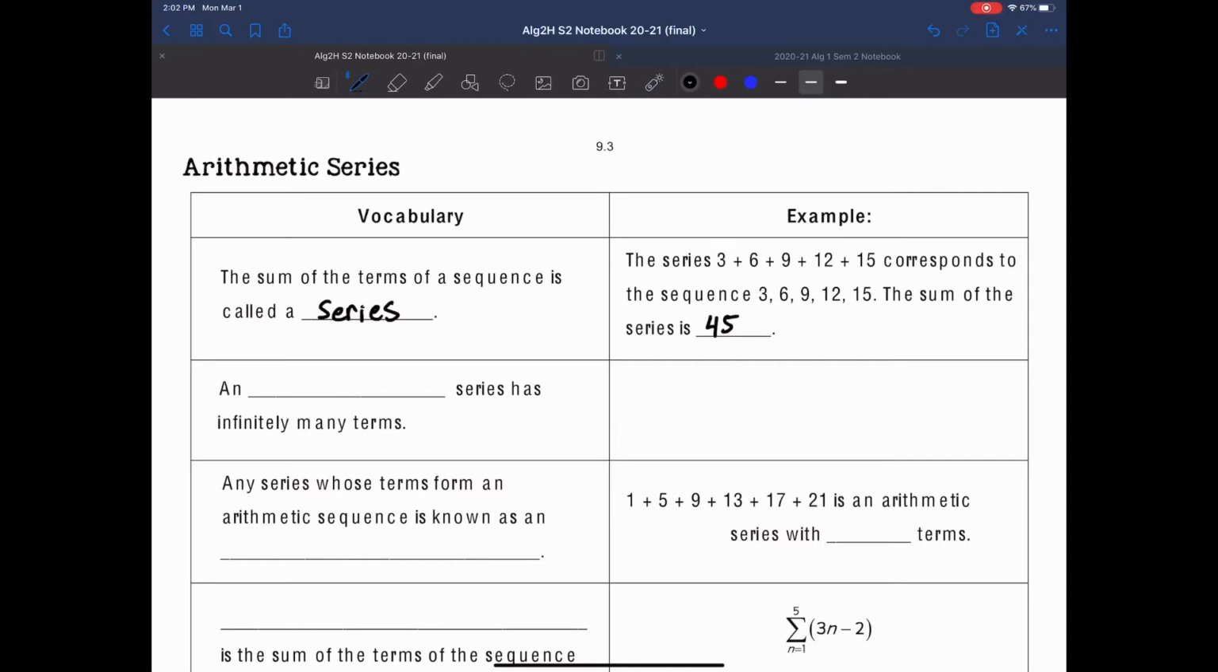So next up, we have an infinite series. An infinite series is basically a series that has infinitely many terms. For example, we might have a series that looks something like this: 2 plus 5 plus 8 plus 11 plus 14, and then we see these little ellipses. What that does is tell us, hey, this is going on forever. This is an infinite series.